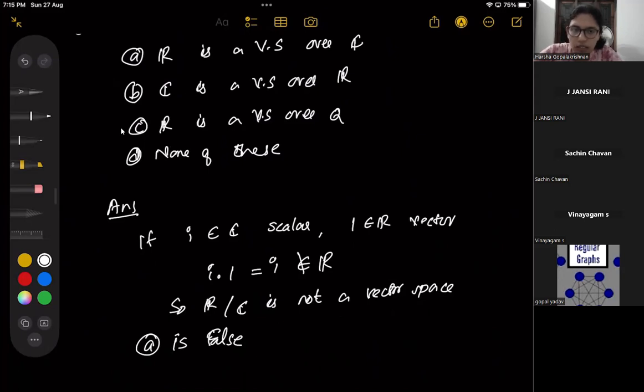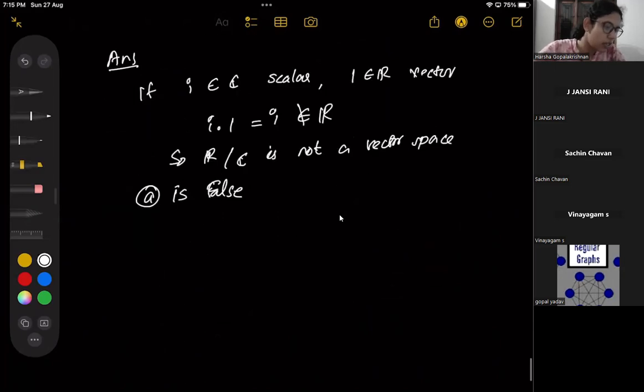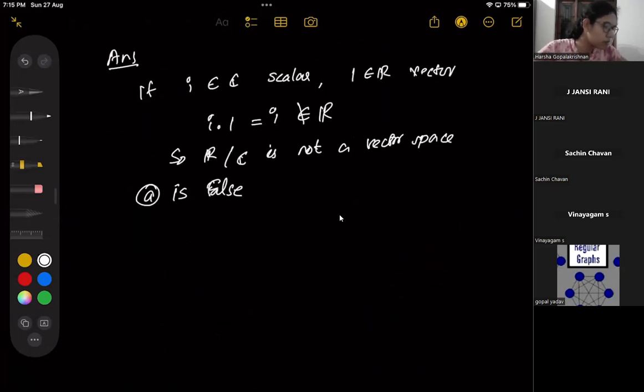This is true for R is a vector space over Q, because Q is smaller than R. Okay. So in this case, if the vector space is bigger than the field, then obviously it will be a vector space. In the opposite way, if it is the smaller field, it is not a vector space over the bigger field. Okay. So let's go to the next problem.